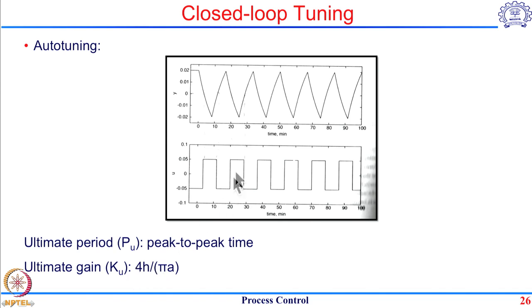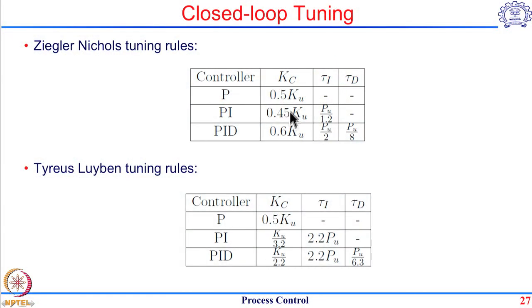So, using the auto tuning method also you can get Pu and Ku, and now there are different heuristic tuning rules which will relate this Ku and Pu to the controller parameters. A very commonly used methodology is Ziegler-Nichols closed loop tuning. This is different from the one which we had seen earlier, which was Ziegler-Nichols open loop tuning. Here these tuning rules are based on this ultimate gain and ultimate period, and you will see that these are the tuning rules. Again they follow a similar nature.